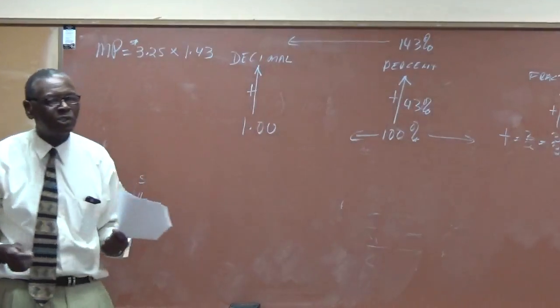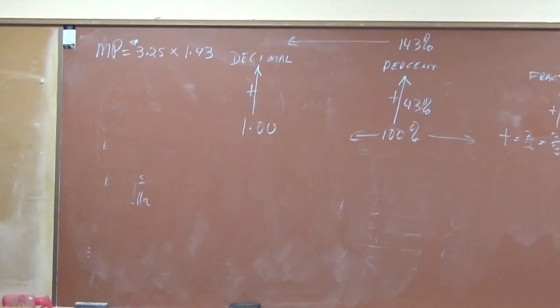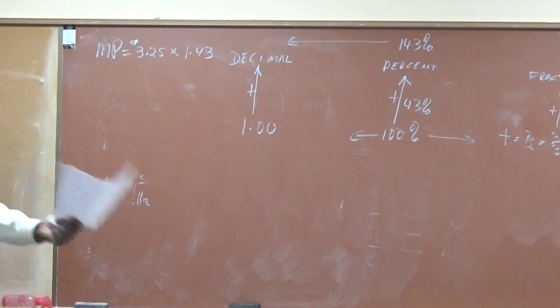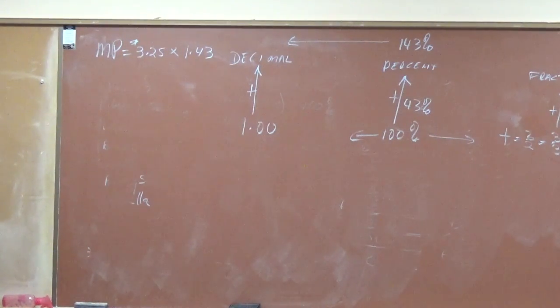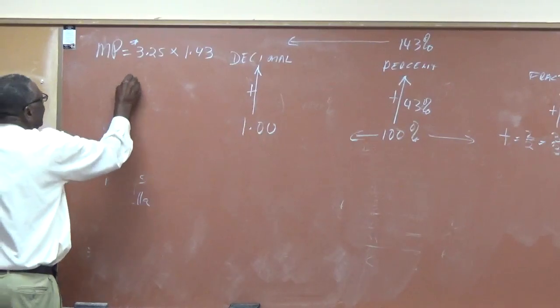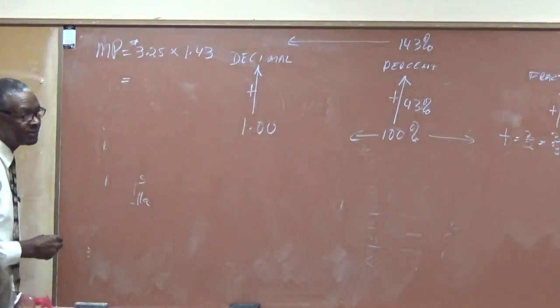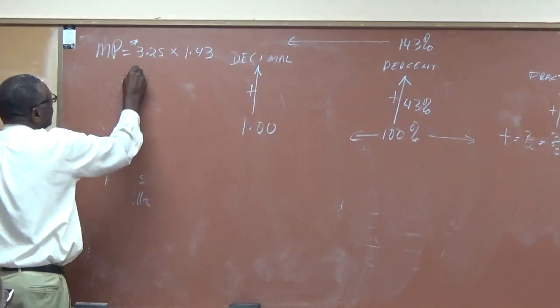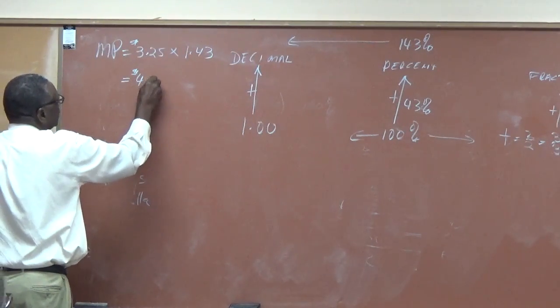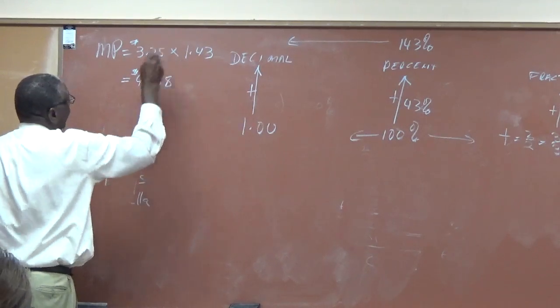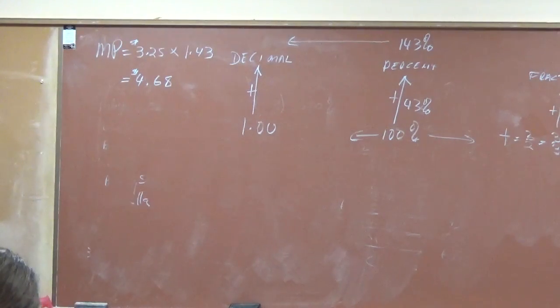Percents is really the language of the business person, but we don't do calculations with the percent. We have to change it to a decimal or a fraction. Okay? So let's do that. 3.25 times 1.43. How much would that give us? $4.65. $4 and what? 60. 60 what? 8. Okay, that would be our menu price. $4.68, if you raise it by 43%.